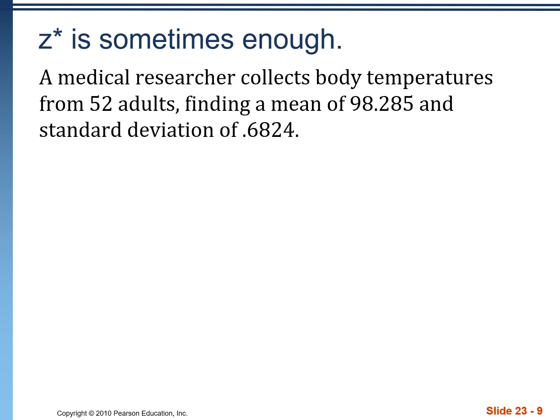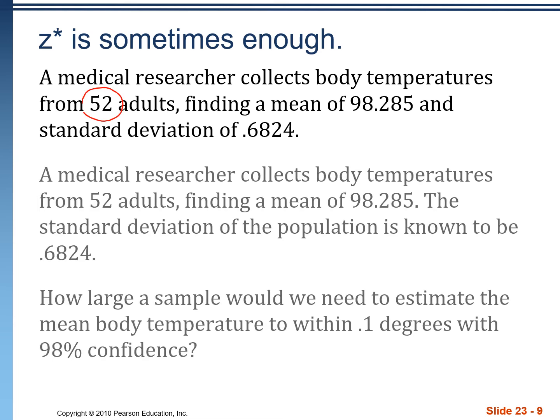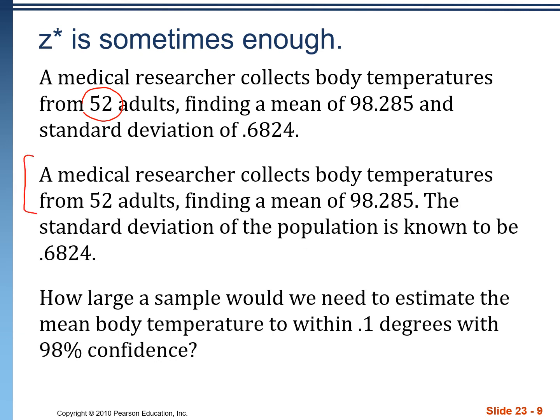Sometimes there's a shortcut and a critical z-score is enough. For example, our original problem said this medical researcher collected body temperatures from 52 adults, found a mean of 98.285, standard deviation of 0.6824. These are both about the sample of 52 adults. Let's say the problem changed, where instead of that, it started the same way. Medical research collects body temperatures from 52 adults, find a mean of 98.285, period. The standard deviation of the population is known to be 0.6824. That's telling us that sigma is 0.6824, and when we know sigma, we can use a z-score.